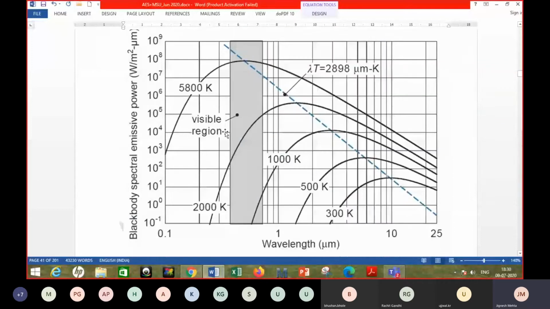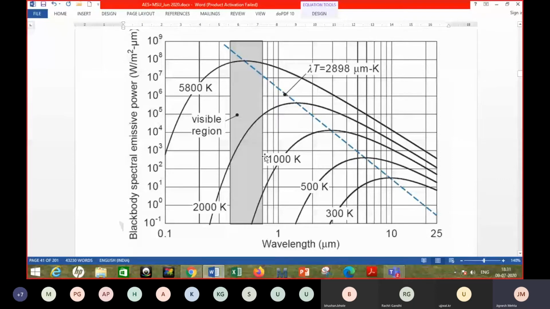So if you plot that spectral emissive power versus wavelength, right? Wavelength is given in micrometers here. At different temperatures, you are going to get different graphs. For example, if you put this T equal to 5800 Kelvin and vary lambda, then your black body spectral emissive power will move on this line. But if you put temperature equal to 2000 Kelvin and vary lambda, you will get this graph, right?